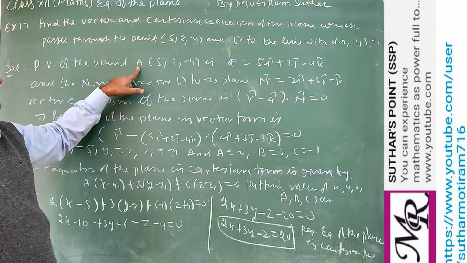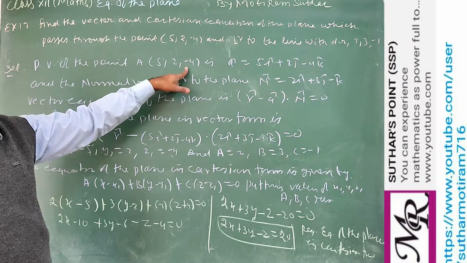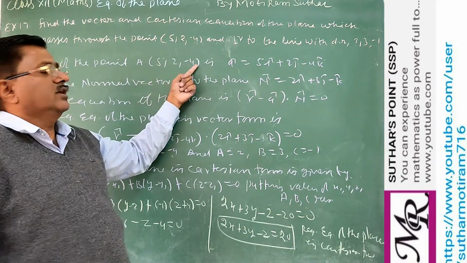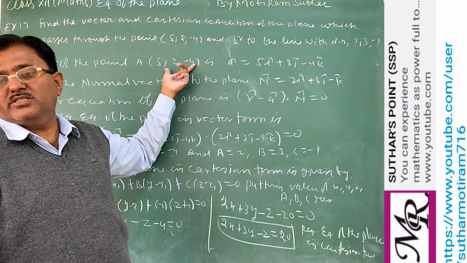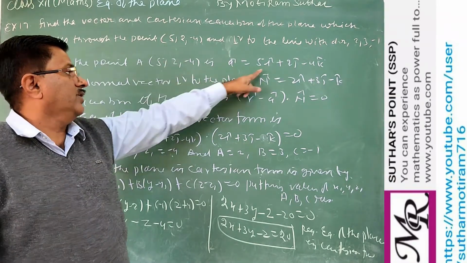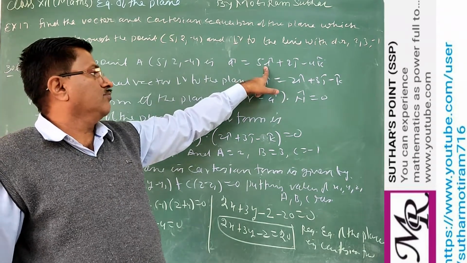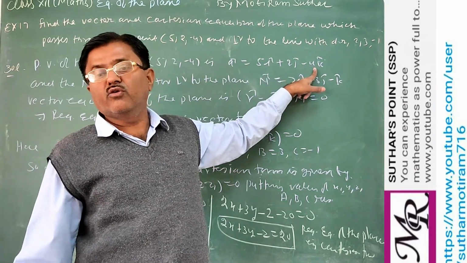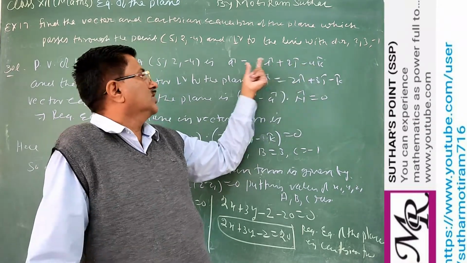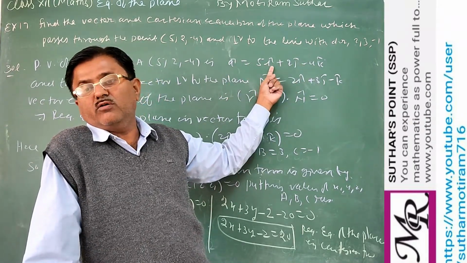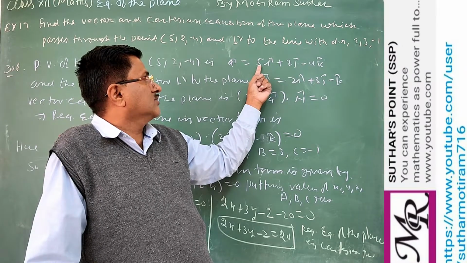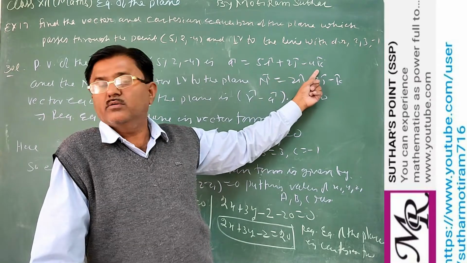Suppose A has coordinates, then how can we find its position vector? You put the i, j, k. If the position vector is given, then how to convert it to coordinates? Suppose this position vector is given: 5i plus 2j minus 4k. Then how to find the coordinates of the point whose position vector is A? You only take the coefficients of i, j, k. That is, the coordinates of that point are x equal to 5, y equal to 2 and z equal to minus 4.